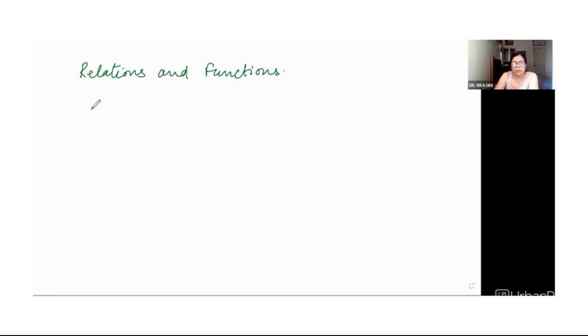In the last chapter, we had studied about sets. We know that a meaningful collection of objects is called a set. Now, if we have two non-empty sets, non-empty set means they have at least one element or maximum there can be any number. Two non-empty sets, right?